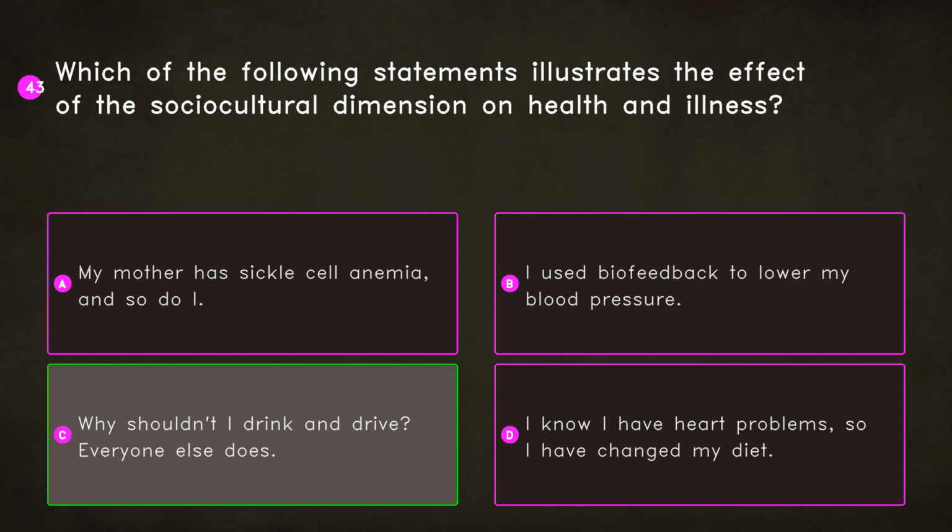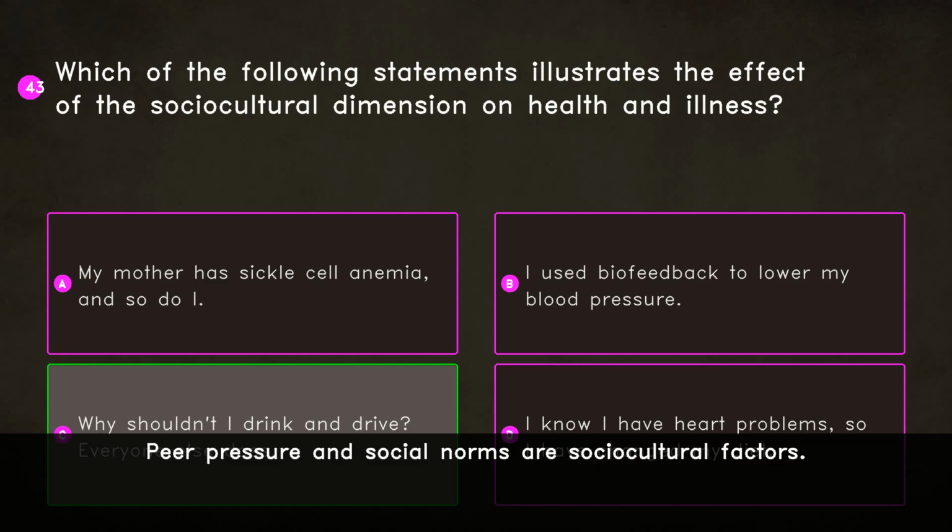The correct answer is why shouldn't I drink and drive? Everyone else does. Peer pressure and social norms are sociocultural factors.